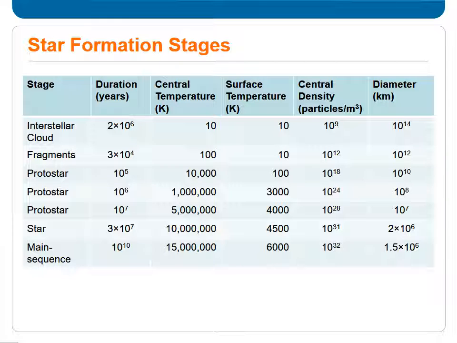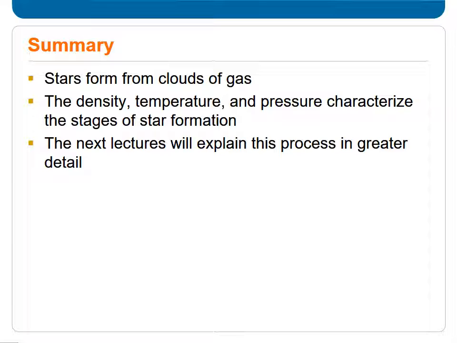Stars are formed from the collapse of a molecular cloud. The duration of each stage of formation for a solar-like star is given in this table, along with the central and surface temperatures, the central density, and the cloud diameter. The protostar lives for several million years as it increases temperature and density and decreases its size during collapse of the cloud. When the central temperature reaches 10 million Kelvin, fusion of hydrogen to helium starts and the star is born. Stars form from clouds of gas.